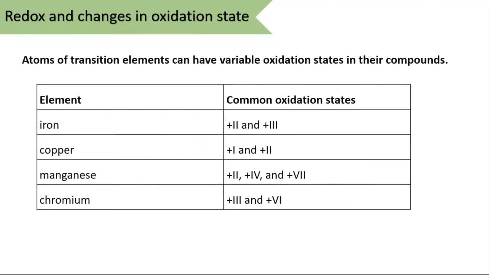Atoms of transition elements can have variable oxidation states in their compounds. Look at this table for elements iron, copper, manganese or chromium. Non-metals like carbon, nitrogen, sulfur or phosphorus also have multiple oxidation numbers. Elements with multiple oxidation states are complicated to remember, but we can easily calculate them using data from our previous table.